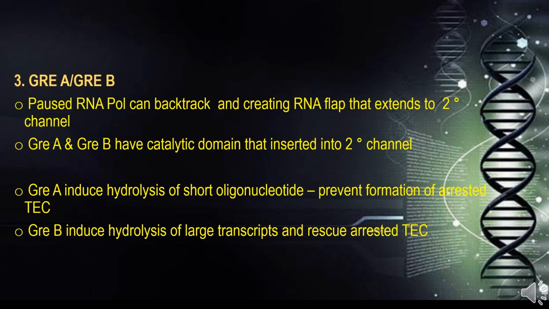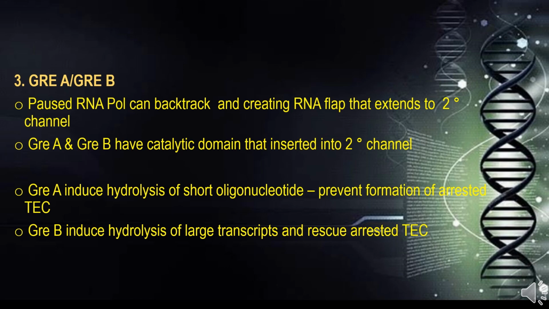Then Gray proteins, that is Gray A and Gray B proteins. Transcription is not a continuous process because RNA polymerase briefly pauses due to availability of ribonucleotides, errors in template, formation of secondary structures, etc. Most pauses are transient, and elongation will restart immediately. But in some cases, paused RNA polymerase can backtrack, creating an RNA flap that can extend into the secondary channel of the RNA polymerase.